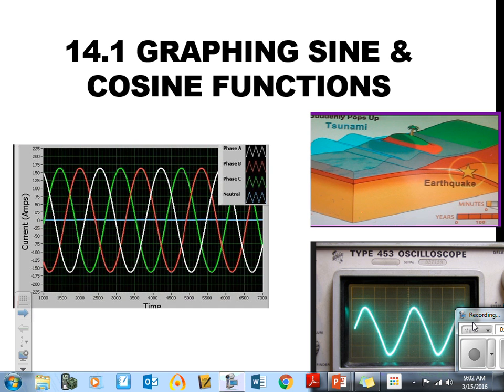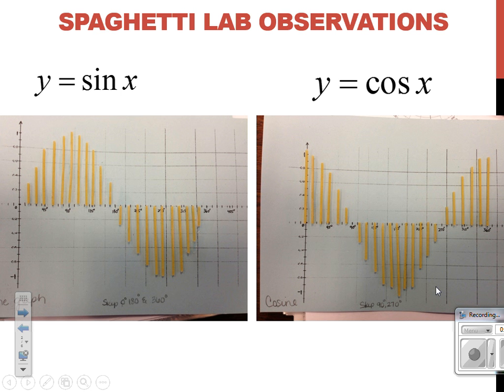And before we do that, we're going to take a look at what we did yesterday with the Spaghetti Lab. So what you did yesterday is half of you figured out what a sine wave looks like, and that's the parent function of the sine wave, and half of you did the cosine wave, and that's the parent function of the cosine wave. What we're going to do today is change the parent function with our translations and transformations and shifting that we've done in the past. So be prepared for that.